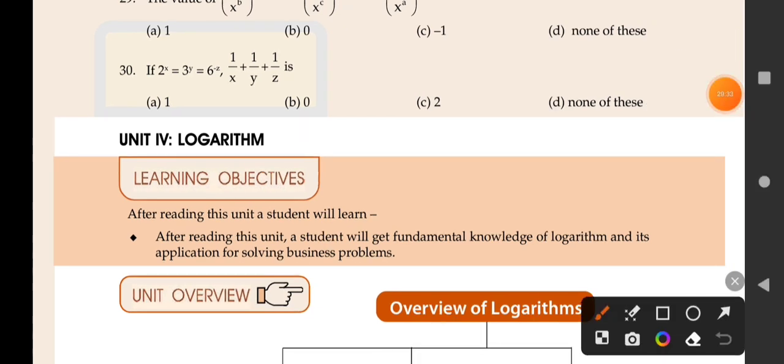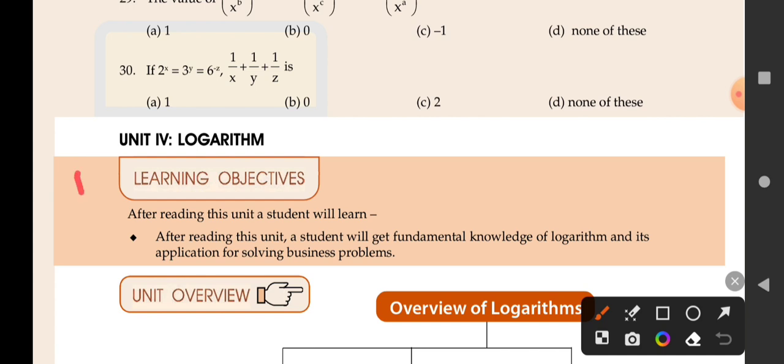Question number 30. Again, it is simple. In the given equation, all of them can be equal only if the power is 0. Correct? Because anything raised to 0 is equal to 1. However, anything divided by 0 is undefined. Therefore, the answer is none of these. This is just a plain explanation. I'm going to prove it.